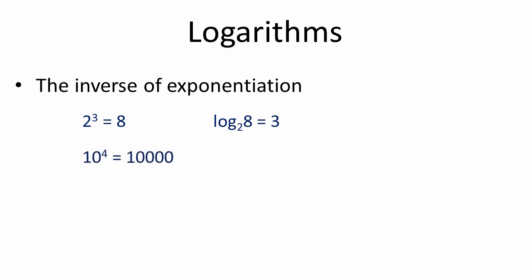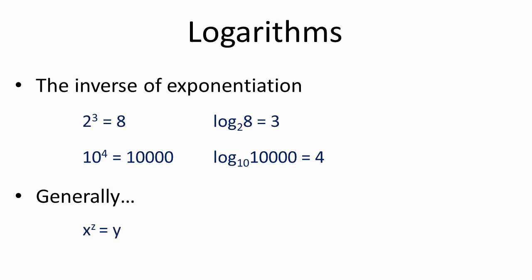In the same way, if 10 to the power of 4 is 10 times 10 times 10 times 10, namely 10,000, then the base 10 log of 10,000 is 4. In general terms, we can say that if x to the power of z is equal to y, then z equals the log in base x of y. Strictly speaking, the base can be any number, but in computer science, and particularly when we're using big O, we generally work with base 2 logs.